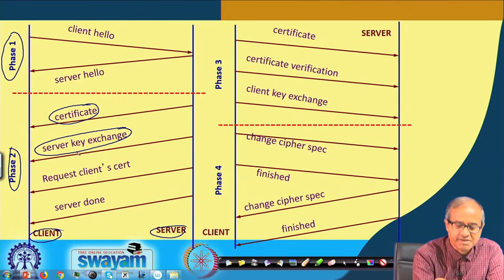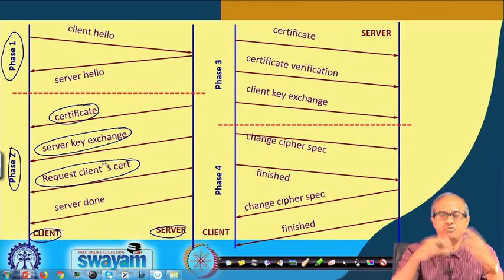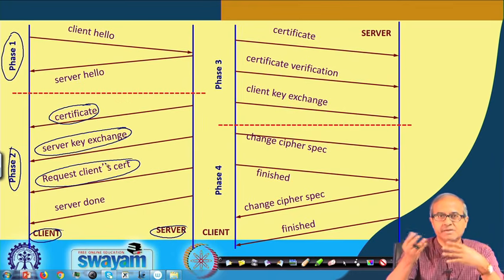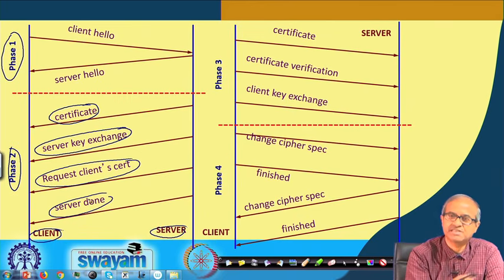Anyway, but first is the certificate and server key exchange, then it will request for the client certificate. It will ask the client to send certificate, because in this case both the sides will have to share certificates, because everything will be carried out in an encrypted fashion. And last, server done. These are the 4 messages which are sent one by one.